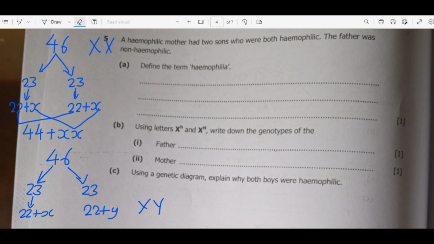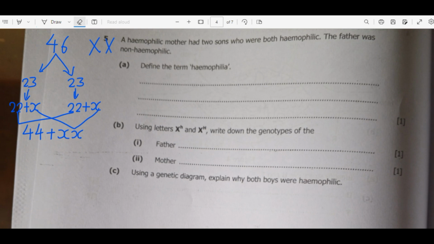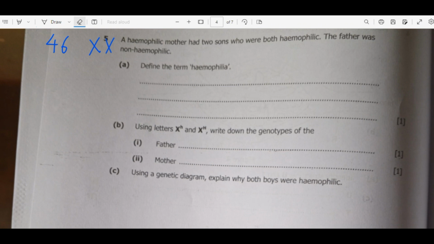Now, let's look at the inheritance of sex-linked characteristics. These are characteristics that are found in sex chromosomes. If we look at the sex chromosomes, we are just looking at the X and Y chromosomes. Now, the Y chromosome does not carry the sex-linked characteristics. It's very small. So the only sex chromosome which can carry these characteristics is the X chromosome.